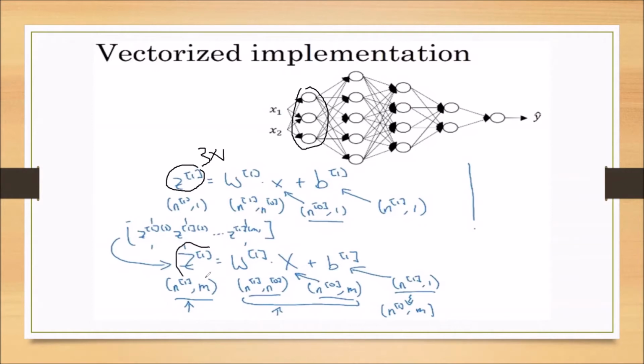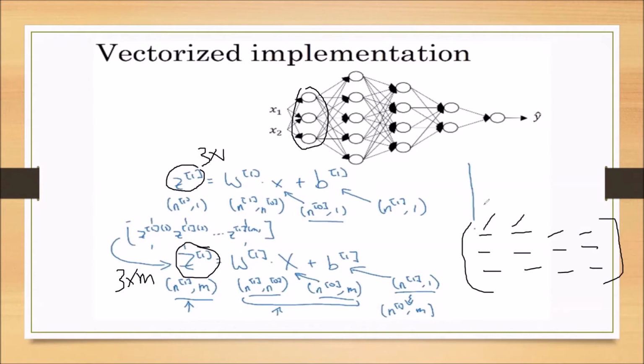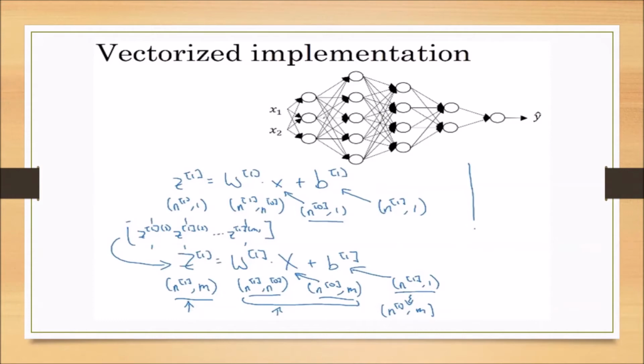But this capital Z1 matrix size is 3 by M. This means the capital Z matrix consists of M columns. In each column we get the first training sample, second training sample, and up to the mth training sample's first layer Z values. By using these Z values, we will calculate the activation function. But now we will see the matrix sizes.